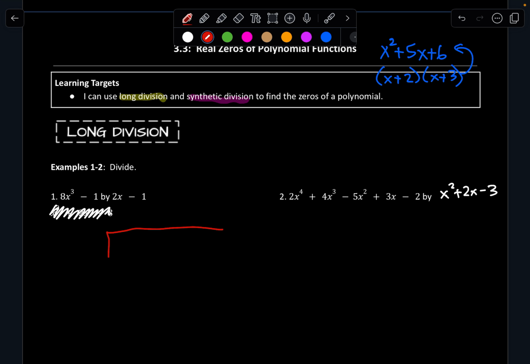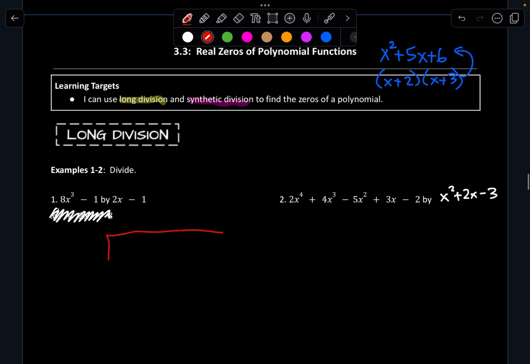So the 8x cubed goes on the inside of the division symbol. And what's goofy here is, hopefully you notice, this goes from a power of 3 all the way down to a power of 0, and there's nothing in between. Just like when you divide with regular numbers, if there's nothing in that place, you need to put a 0 there to hold that spot. So we're going to say 8x cubed plus 0x squared plus 0x minus 1. The zeros are just placeholders.